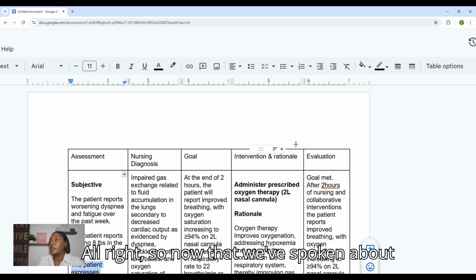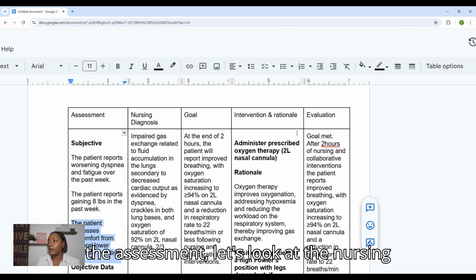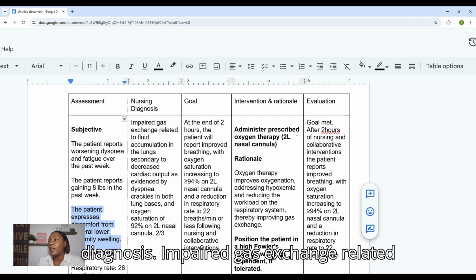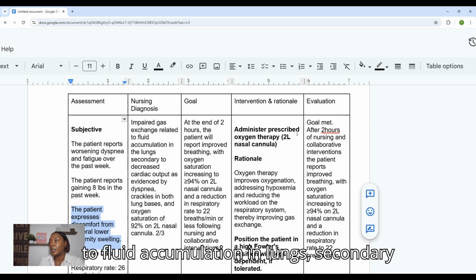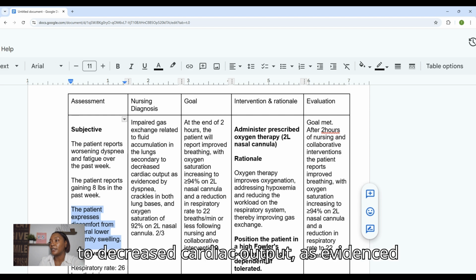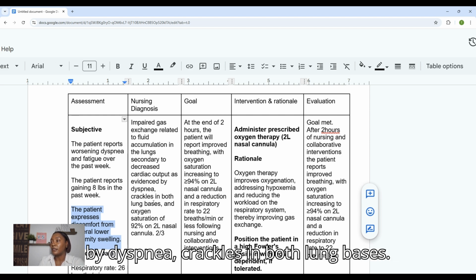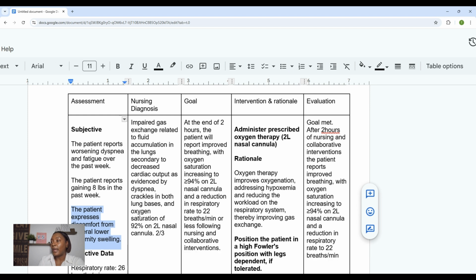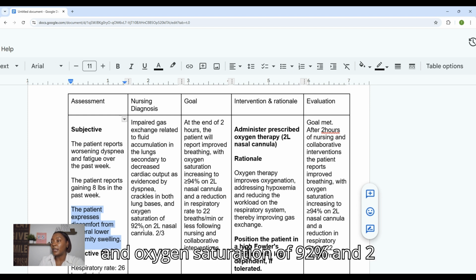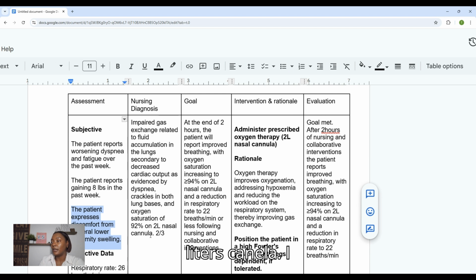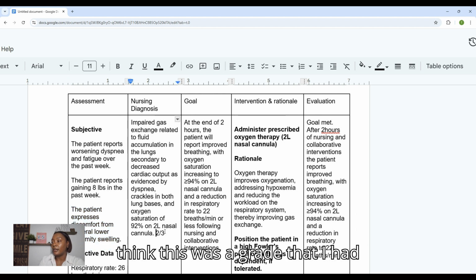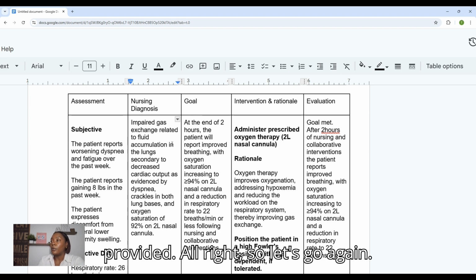All right, so now that we've spoken about the assessment, let's look at the nursing diagnosis. Impaired gas exchange related to fluid accumulation in lungs secondary to decreased cardiac output, as evidenced by dyspnea, crackles in both lung bases, and oxygen saturation of 92% on 2 liters cannula. I think this was a grade that I had provided. All right, so let's go again.